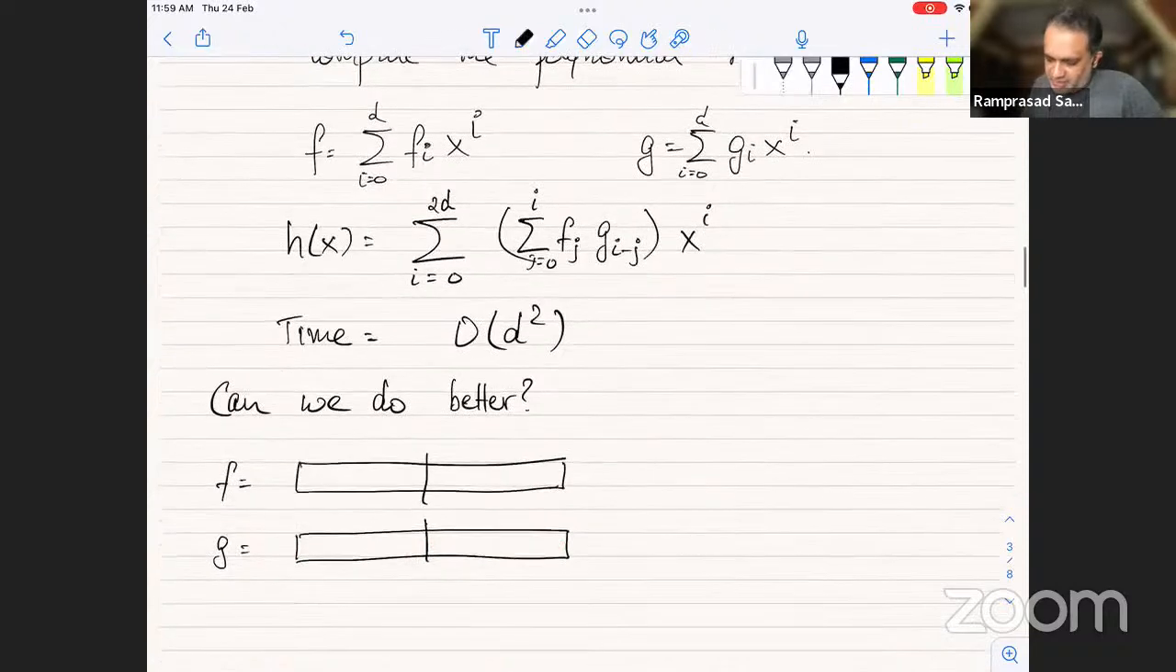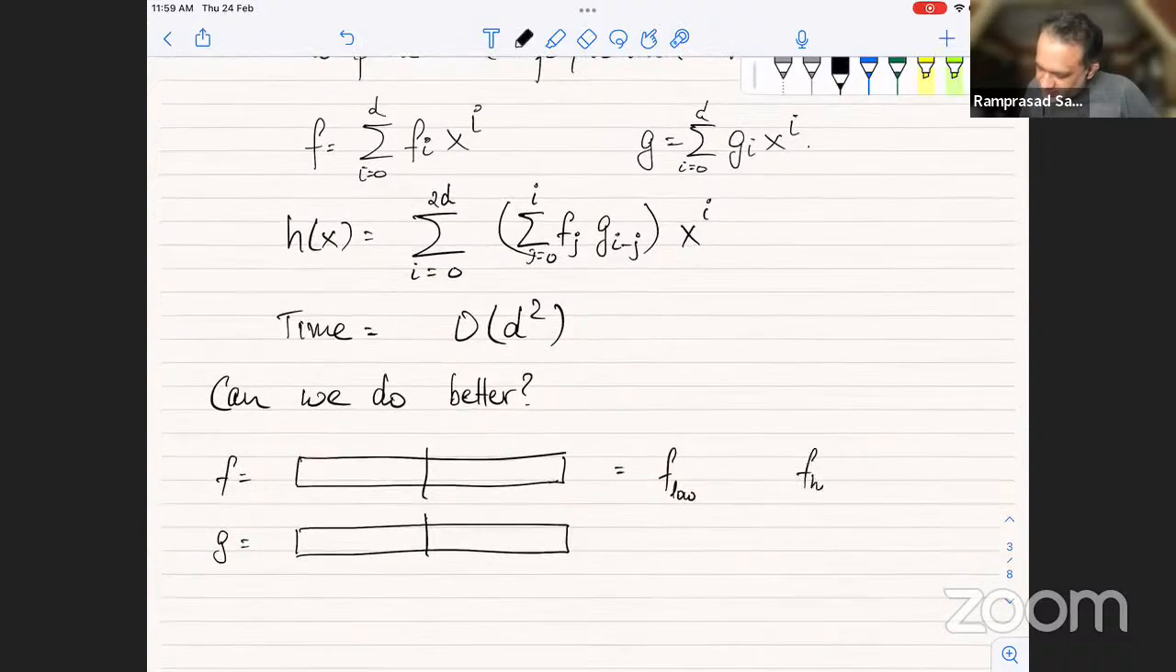So if you think about it, what does it mean? If I just think of the left half alone, that also looks like a representation of a polynomial, right? And whatever that polynomial is, let's call that F low. And if I look at the right half alone, that also looks like a polynomial because that is a list of coefficients. So I'm going to call that polynomial F high.